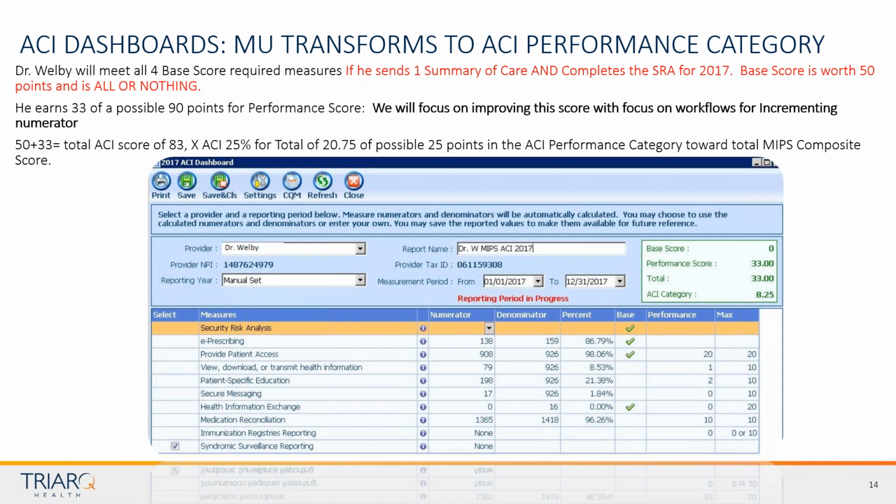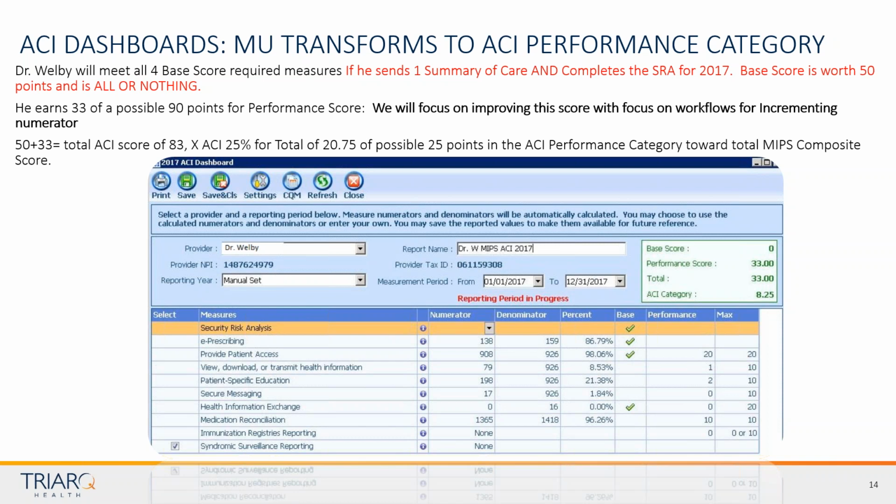And really, you need to focus on the numerator column to know whether or not you've taken care of business there. So notice that in the numerator for the security risk analysis, there's a drop down. It doesn't say yes. I need to make that say yes in order to satisfy that measure, right? I've got to go do my security risk analysis, and then I'll go manipulate my numerator on my dashboard to say yes. Likewise, the health information exchange, we see that it's part of the base, but right now there's a 0 in my numerator. That means I didn't do anything there. So be focused on your numerators here.